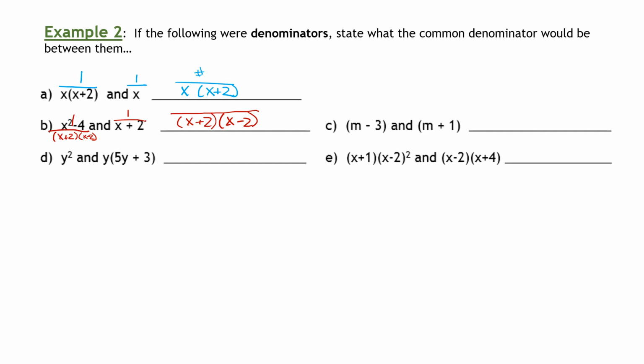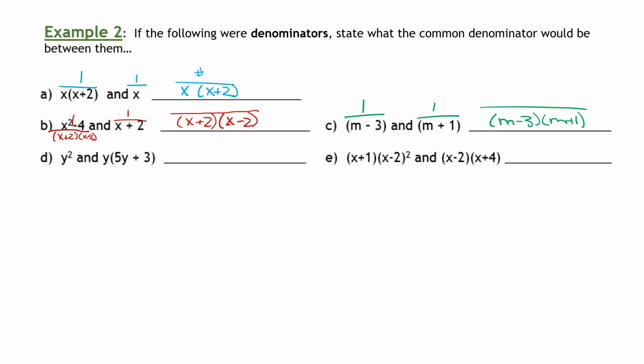How about C? These are just denominators. What is the lowest common denominator? We have two binomials that are completely different from each other. So our denominator is going to have to be both of them, m minus 3 and m plus 1. That would be the denominator. Why don't you try D on your own? Press pause, do it, and then come back.